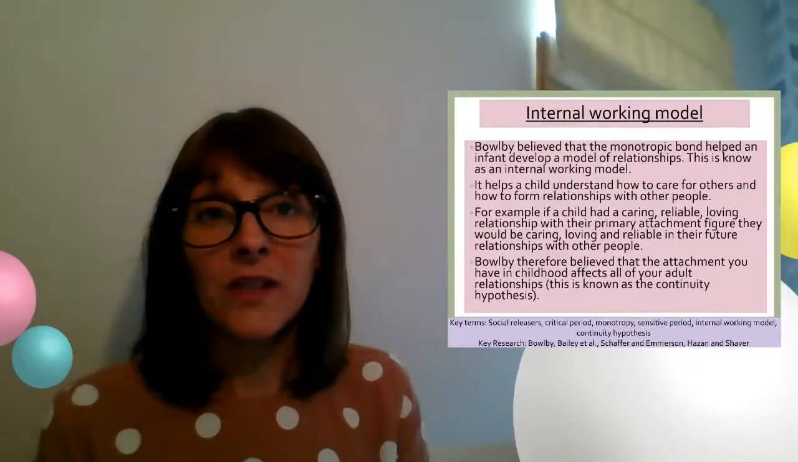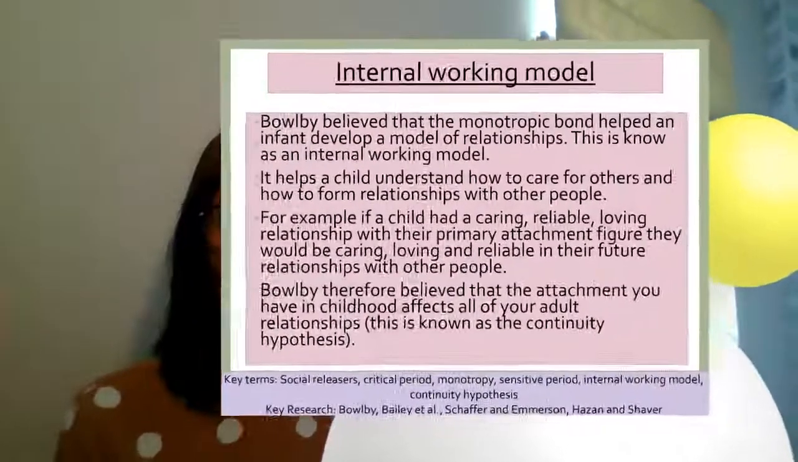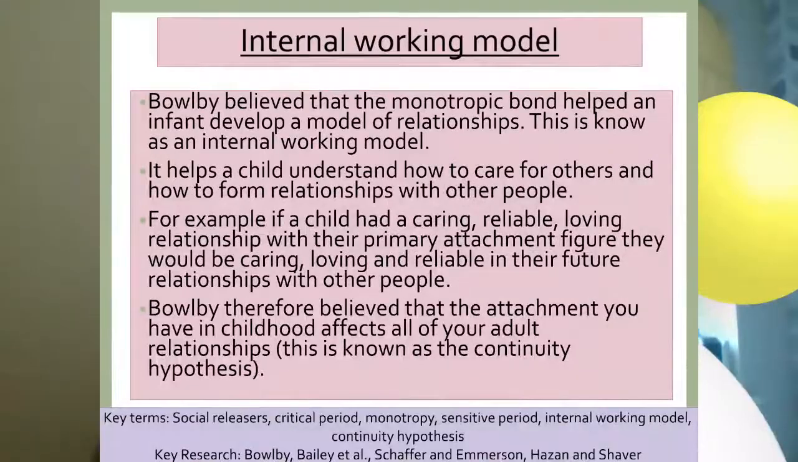Then we've got this idea of the internal working model. This is another part of Bowlby's monotropic theory. He said that this monotropic bond that an infant has when they form an attachment helps them develop relationships in the future, because it forms something called an internal working model. And an internal working model is a bit like a schema. So it's a schema that a child has that helps them understand how they should form relationships.